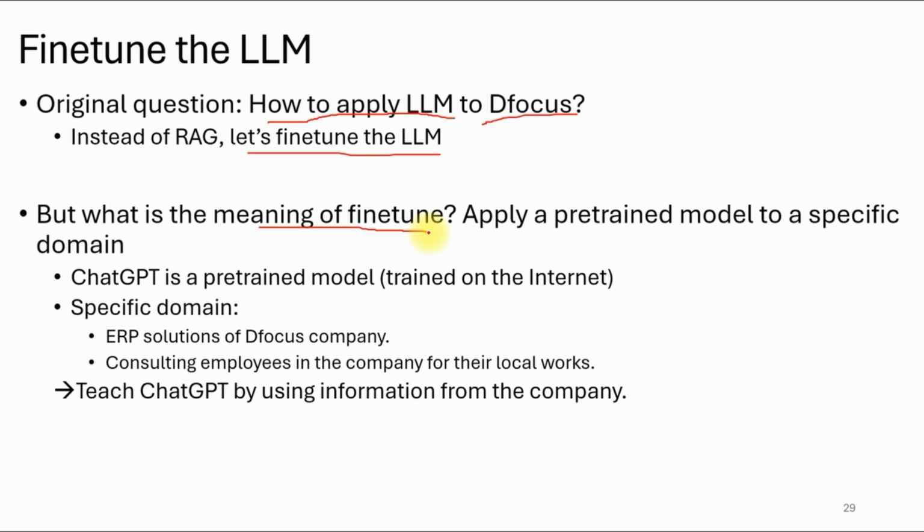Because you already know mathematics, you teach your daughter knowledge about mathematics. So the way of teaching is called fine-tuning. Specifically in AI, ChatGPT is a pretrained model.